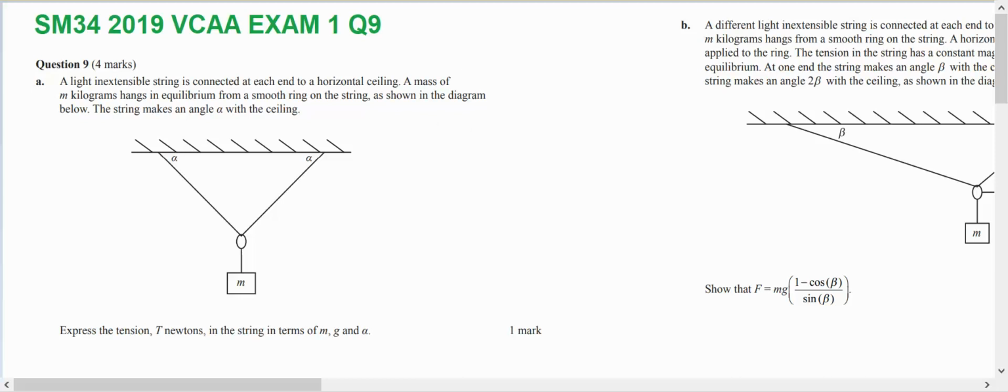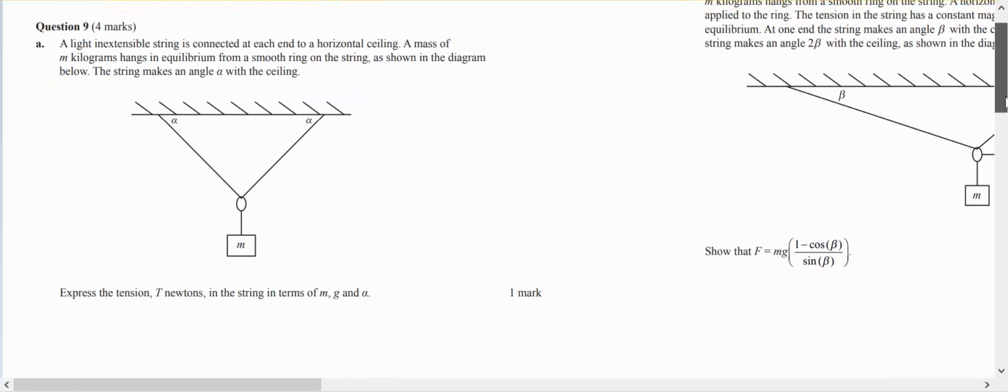Okay, so this is the VCAA 2019 Exam 1, question number 9. A light inextensible string is connected at each end to the horizontal ceiling, with a mass of M. So I've got mg dangling down.